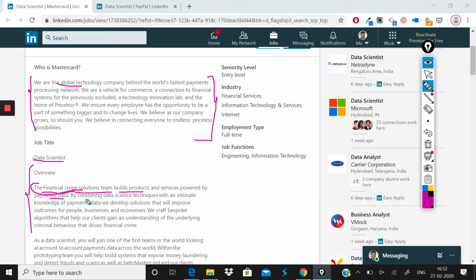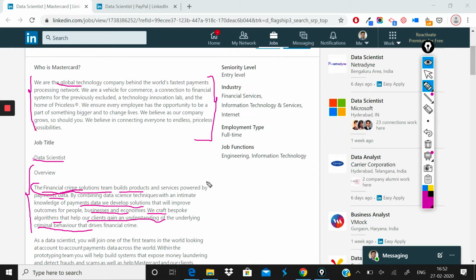By combining data science techniques with an intimate knowledge of payments data, we develop solutions that will improve outcomes for people, businesses, and economies. So essentially what they want is that we craft bespoke algorithms. Bespoke algorithms on demand, maybe not your regular algorithm, but making a new algorithm altogether to solve a problem that helps our clients gain an understanding of the underlying criminal behavior that drives financial crime.